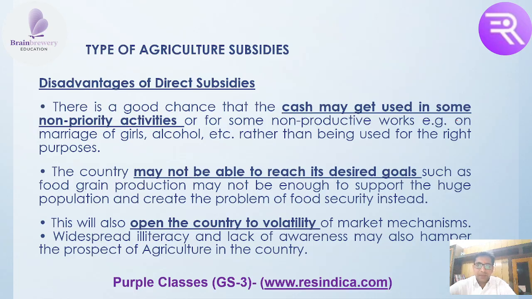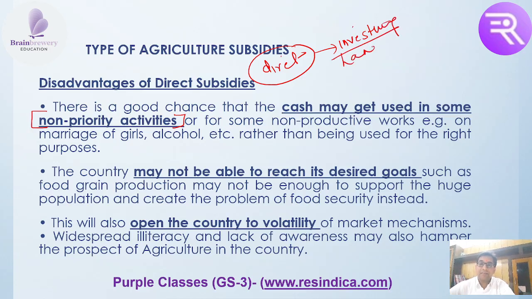Disadvantage of direct subsidy. The main disadvantage is that cash may get used in some non-priority activity. If you are providing direct cash transfer, you are thinking that the farmer will be investing in agriculture, in the land and various other things. Maybe he might be investing there, but there are other non-productive sectors like marriages of the girl, alcohol. These are the non-productive sectors where this direct subsidy money can also go, rather than the right purpose, because the government has intended this money to be used for improvement of agriculture, but it may get diverted to other non-priority activities.